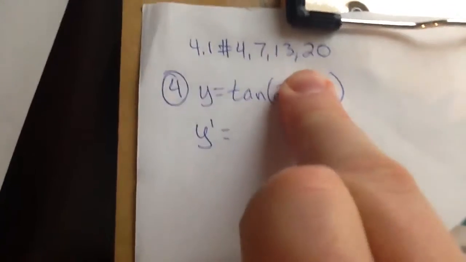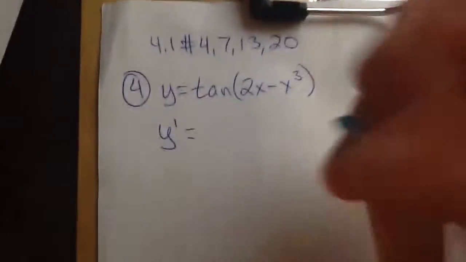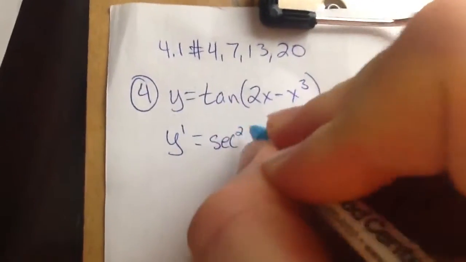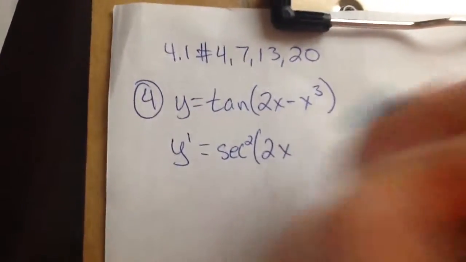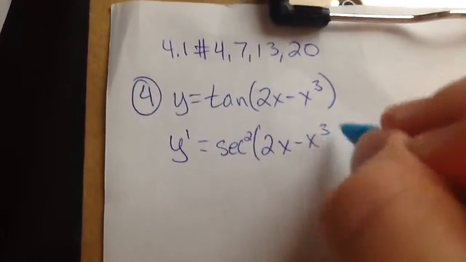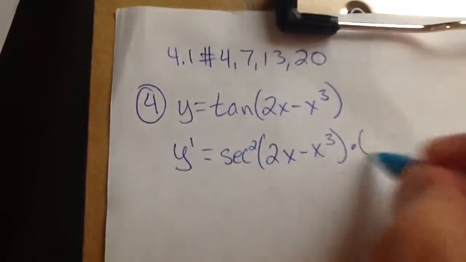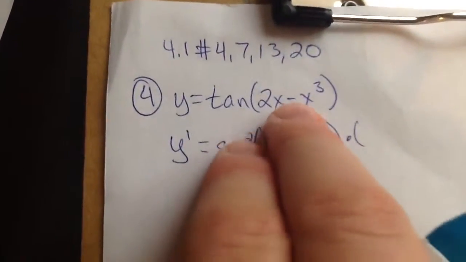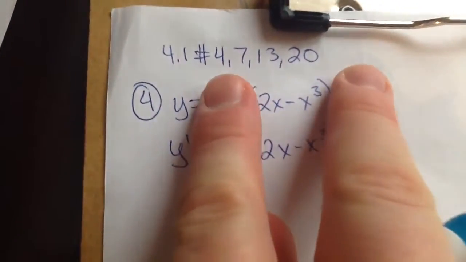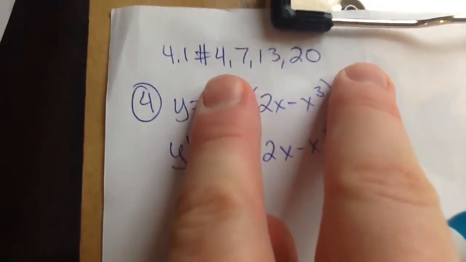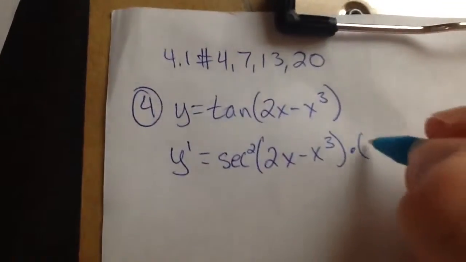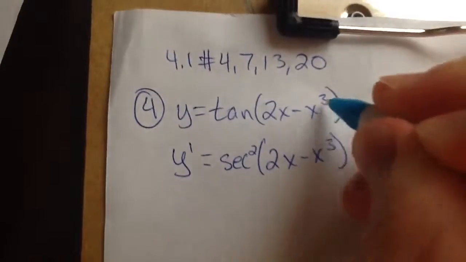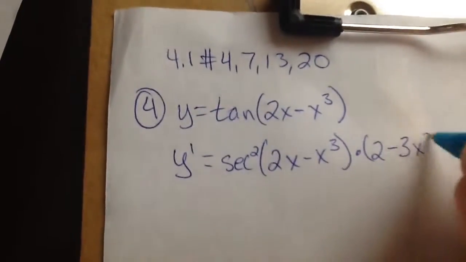Do the derivative of the outside, so derivative of tangent is secant squared. That stuff stays inside. And then you multiply by the derivative of the inside. Looks like in there it's just like a polynomial, so we're just going to do power rule. Derivative of 2x is just 2. Derivative of x to the third would be 3x squared.